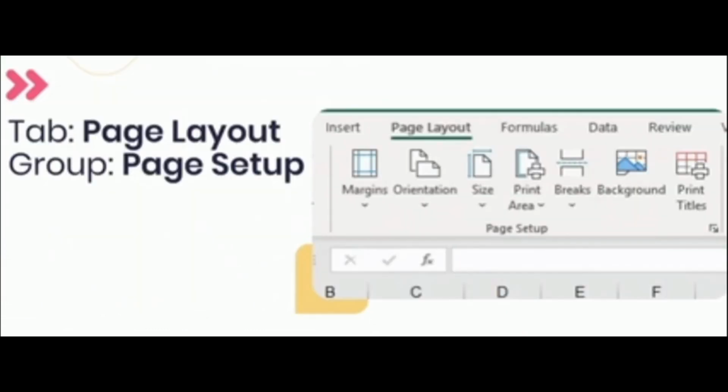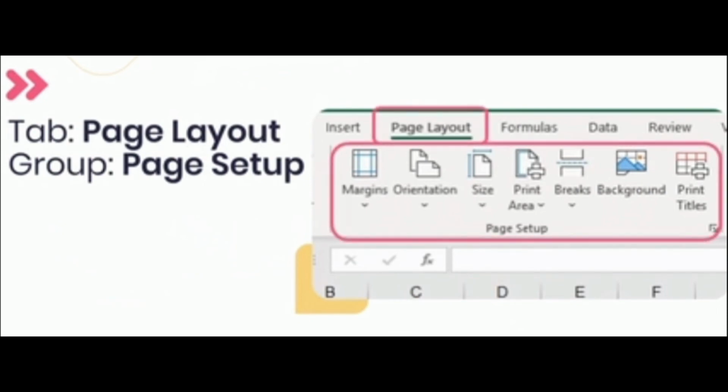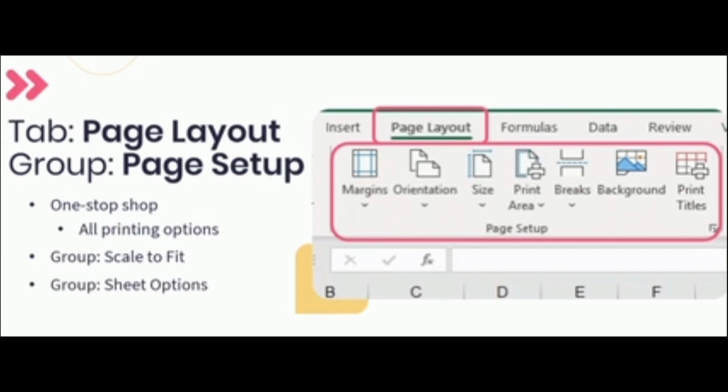Your one-stop shop for all your print settings can be found in the Page Layout tab and in the Page Setup group. These are all the settings we've discussed so far, as well as the settings available in the Scale to Fit group, where you can quickly fit all your data onto a single page. There is another group called Sheet Options, where you can toggle grid lines and headings. You can turn the visibility of these on and off and select whether to include them when printing. Let's see this in action.